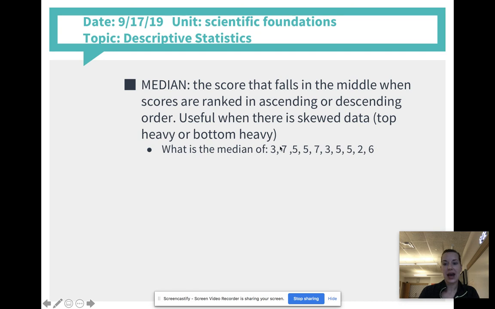So if we take our data set, right, that we worked with on the last one, we want to figure out what the median of this is. So the first thing we need to do is to rank the scores. I cannot figure out the median if they're all jumbled up like this. I have to put them in order. And I can do from low to high or from high to low. I personally prefer to do low to high. So here it is right now. Okay, so now take a second and figure out what is the median score of this data set.